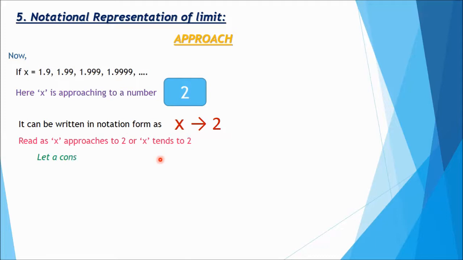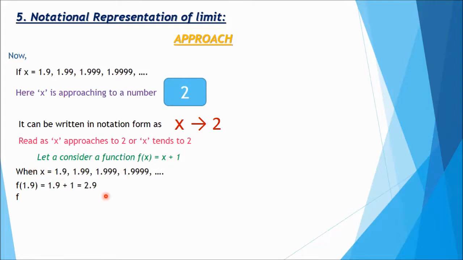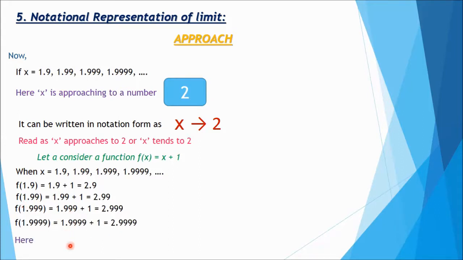Now let's consider a function. We have a function f(x) is equal to x plus 1, and the input value will be x. Now let's find the value of the function. You can see 2.9 when x is equal to 1.9, 2.99 when x is equal to 1.99, and 2.999 when x is equal to 1.999, and in the same way you can see here f(x) is approaching a number. That number you can easily say is 3.